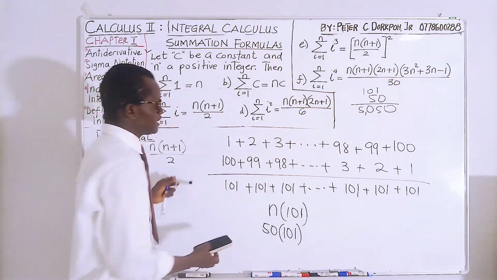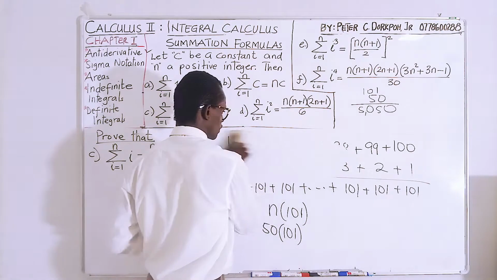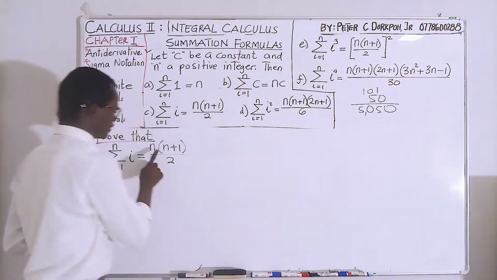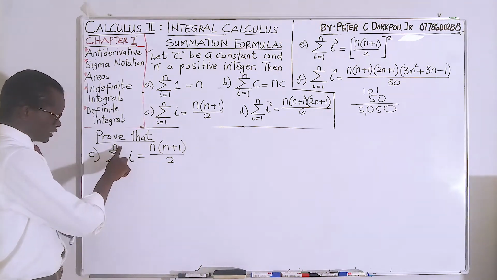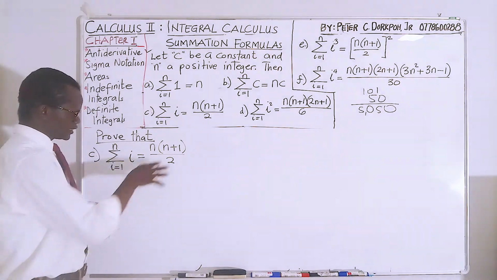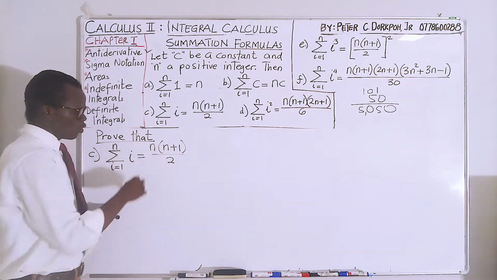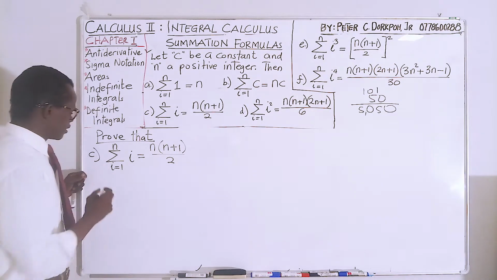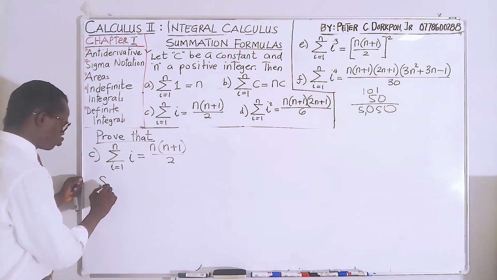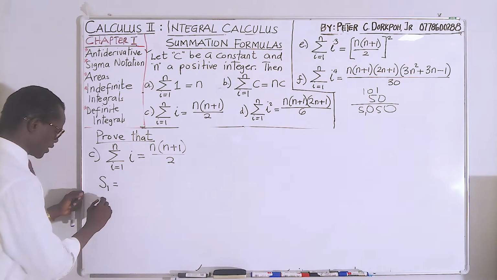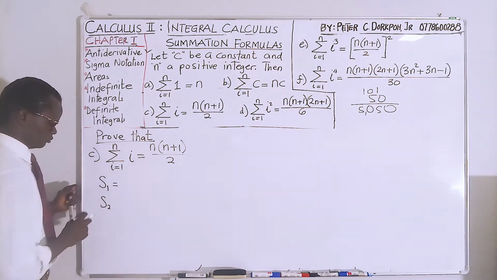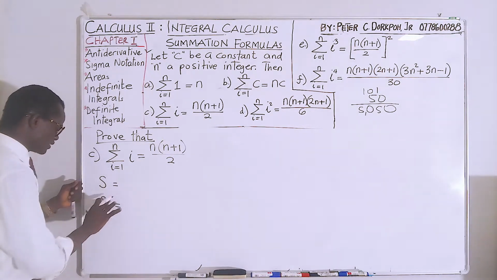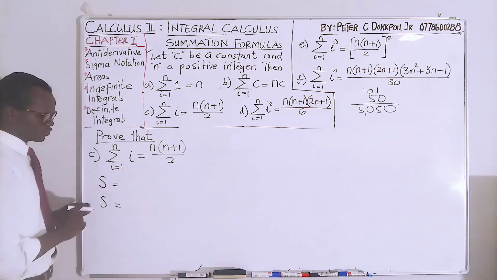Now we want to use a similar method to determine the sum of this n summation, this n sum. We want to use Carl Friedrich Gauss' method. So now, let's identify two sums. Let's call this the first sum and this the second sum. So let's just call them S and S, right? The first sum and the second sum.